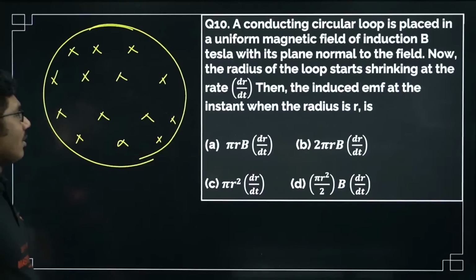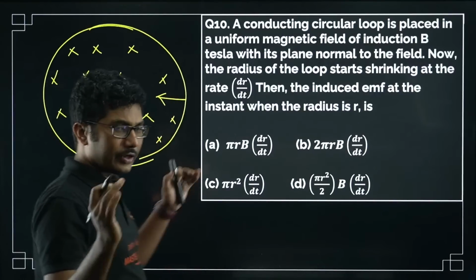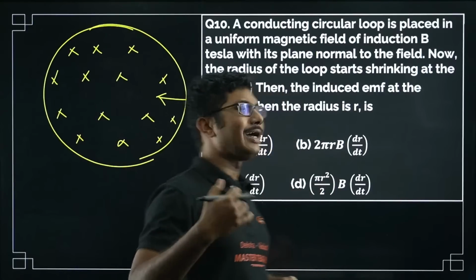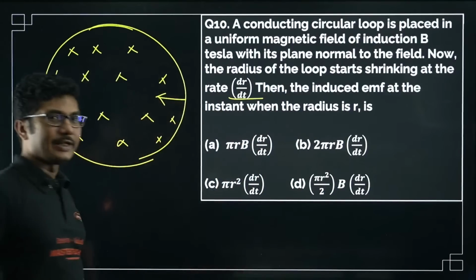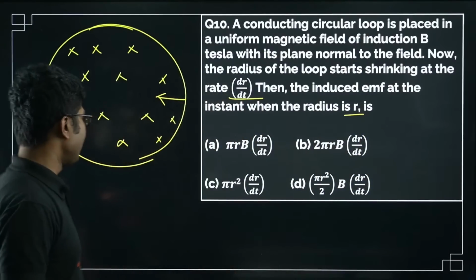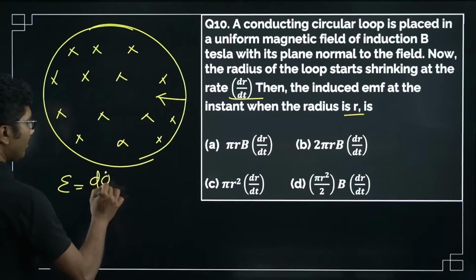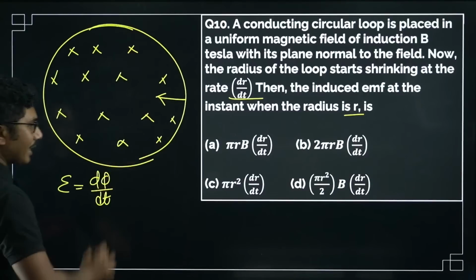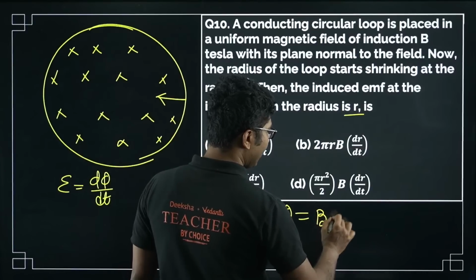Okay, now the question is the radius is changing. The radius is changing means the area is changing. Now the rate of change is dr by dt. Now when the radius is r, what is the induced EMF? Induced EMF is d phi by dt. What is phi? Phi is magnetic field into area.